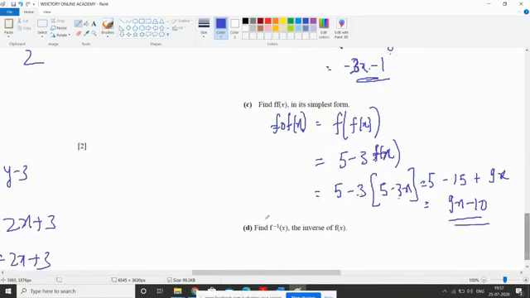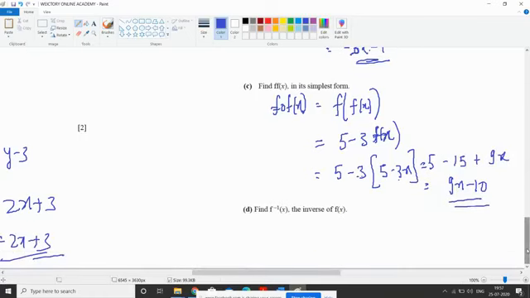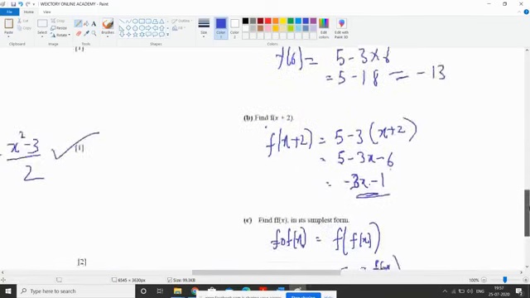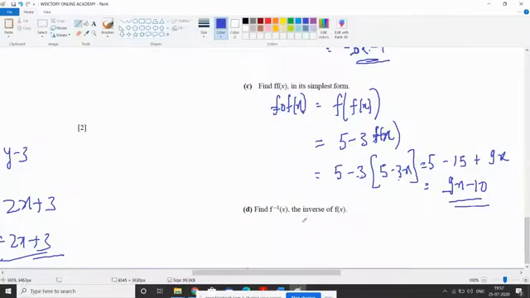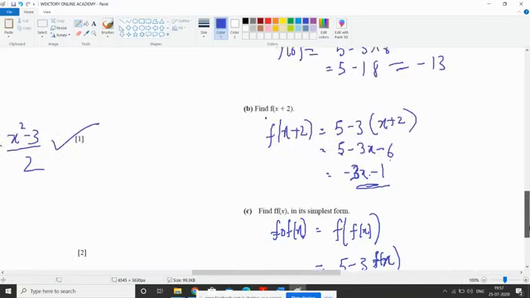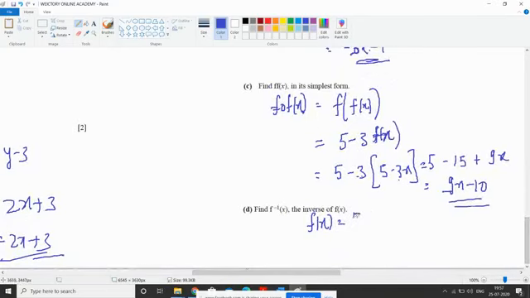Next is f inverse x. See, again this question has come. Inverse function and composition function questions always come in the exam, and these are very easy to do. So f inverse x we need to find out. We will go step by step. So first let's write f(x) was 5 minus 3x. I've copied the question here.